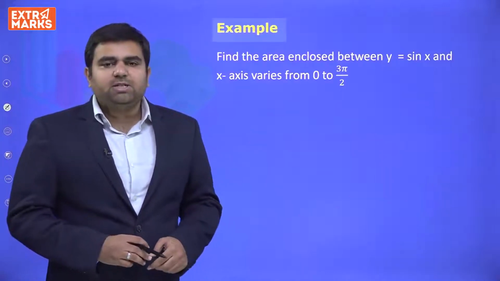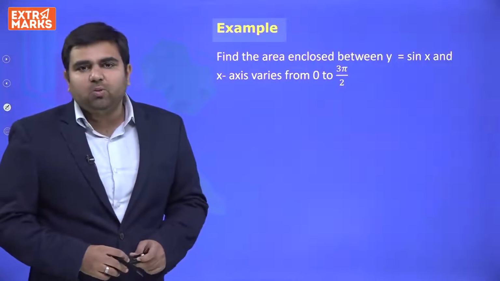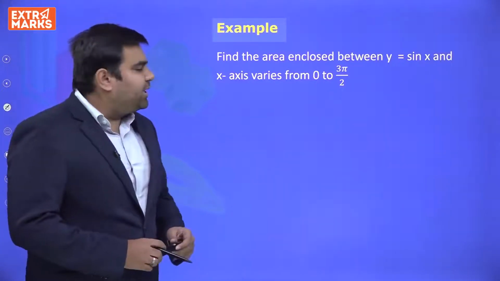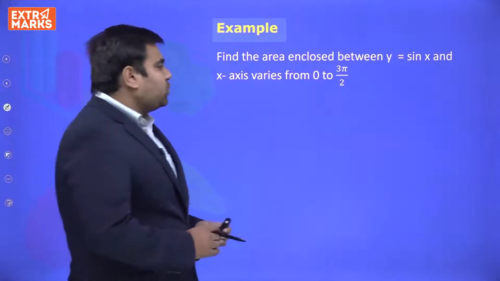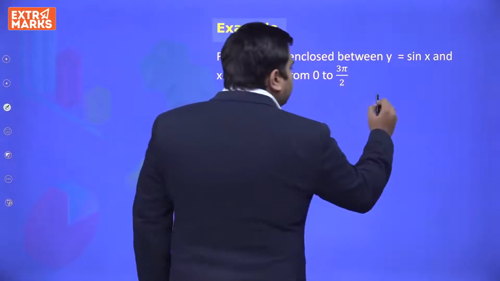So let's move to the next example. We need to find the area enclosed between y equal to sin x and the x-axis, where x varies from 0 to 3 pi by 2, right? So how shall we calculate this area?